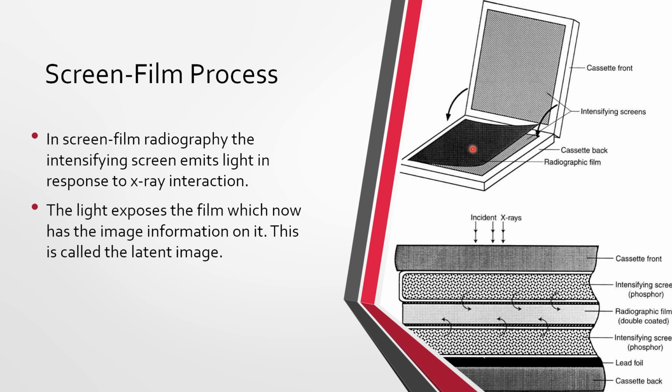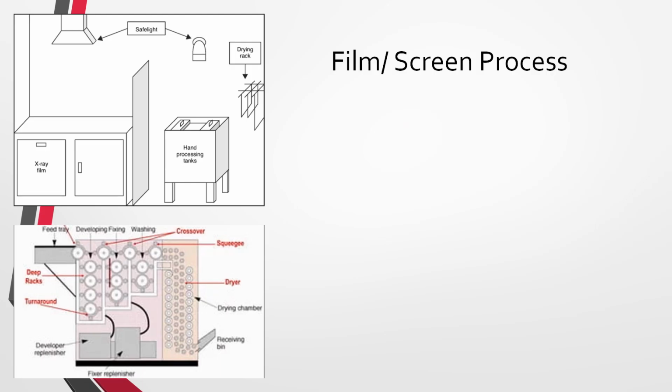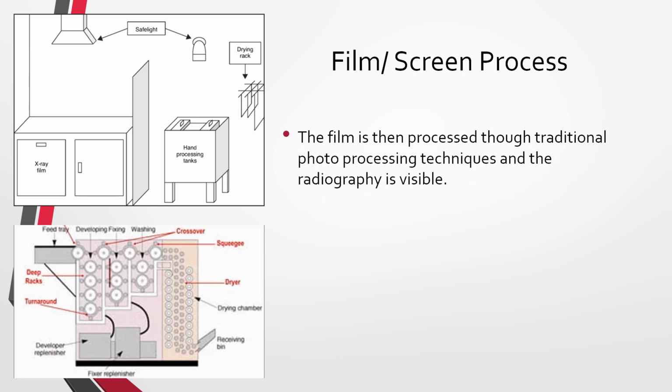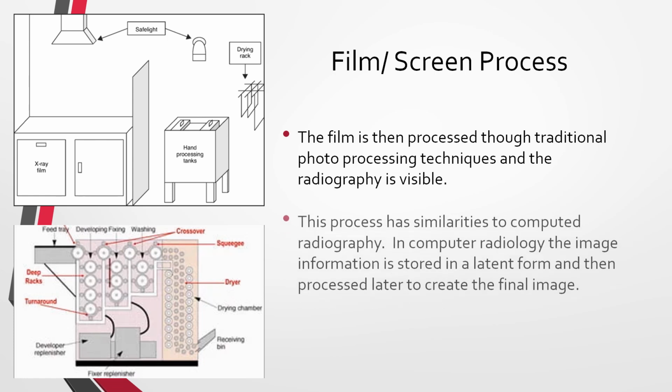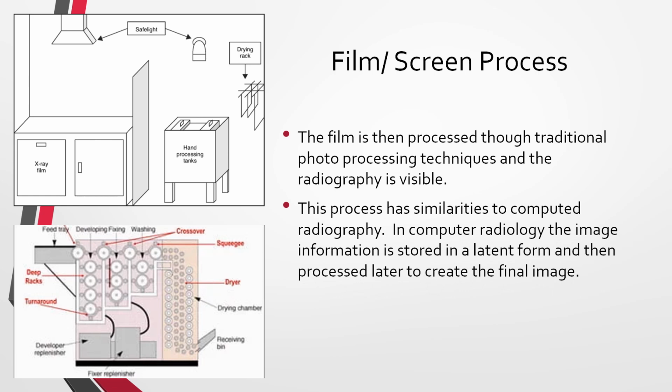This is called the latent image. So the latent image would be on the film until it was processed. The film was processed through traditional photo processing techniques, and then the image would be visible. This process has similarities to computer radiography. In computer radiography, the image information is stored in a latent form and then processed later to create the final image.